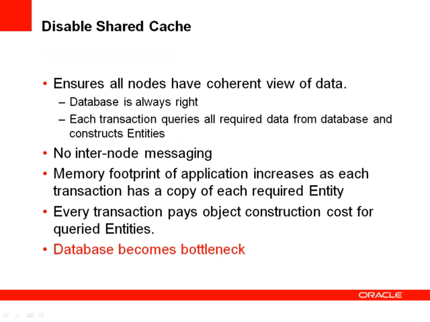There are some implications for missing the L2 cache. Number one is the database is always right, and each transaction will always require all the data from the backend database and construct the entities from the relational model, and there is no internode messaging. The memory footprint of the application increases as each transaction has a copy of each required entity, and the transaction pays an object construction cost for every single access. The database is our bottleneck.